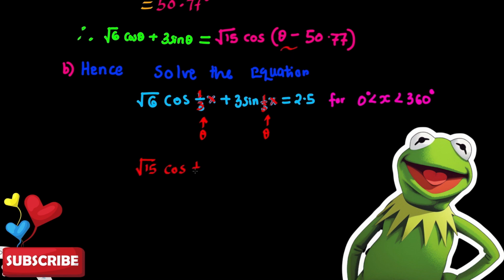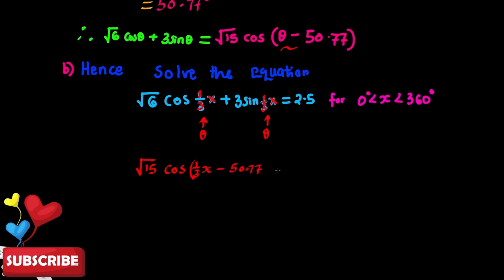So instead of theta, we're going to write 1 over 3x minus 50.77 equals 2.5. Now, when you are at this particular point, what you're supposed to do is to divide by root 15 on both sides, so that we can have a process over which we are going to work out the values of the angles within the range that you were asked.